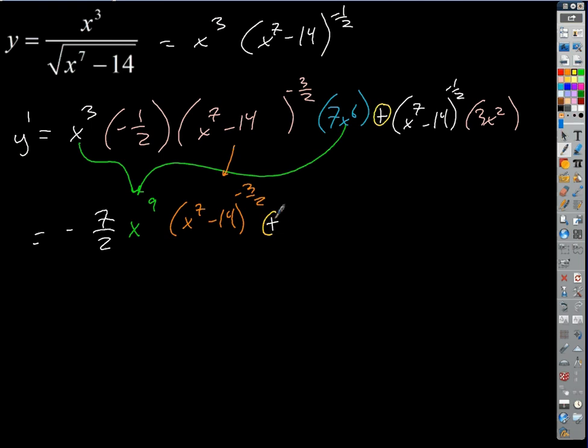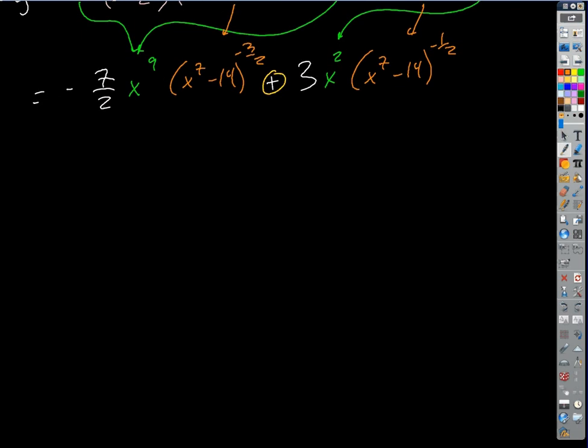Plus, what's my coefficient here? 3, and I'm going to get an x squared right there. And then I'm going to get x to the 7th minus 14 to the negative 1/2. Okay? All right.